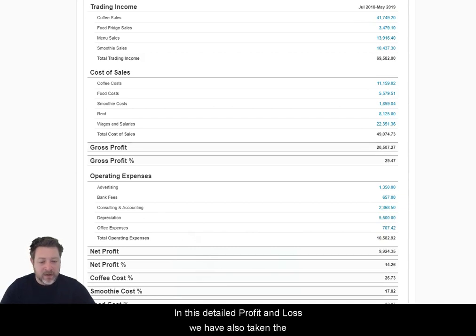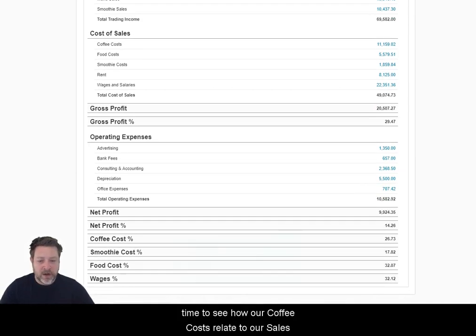In this detailed profit and loss, we've also taken the time to see how our coffee costs relate to our sales. In this case, our coffee costs are 26% of our overall sales amount. That means for every coffee that you sell, it costs you 26% of it to actually make the coffee. For our smoothies, that's 17%. Food costs 32%, and wages are 32% against its total sales.